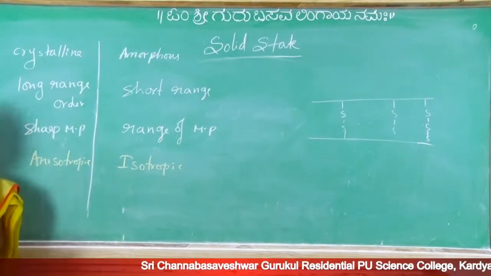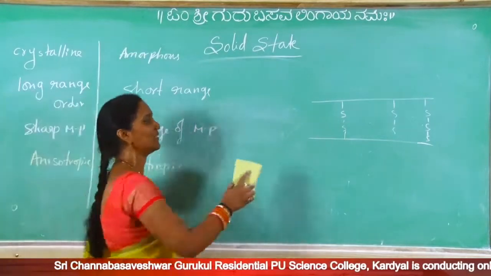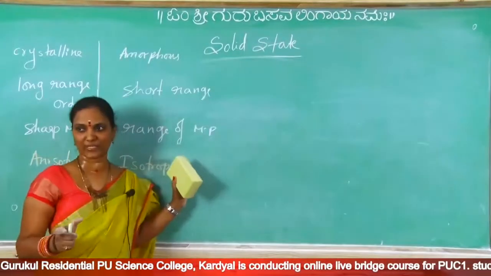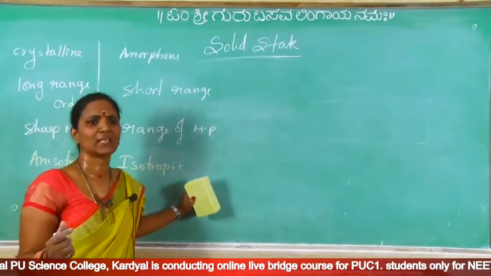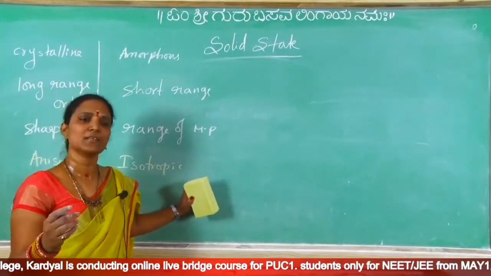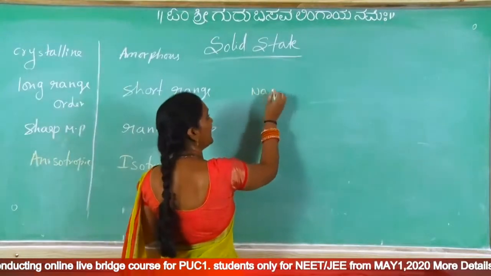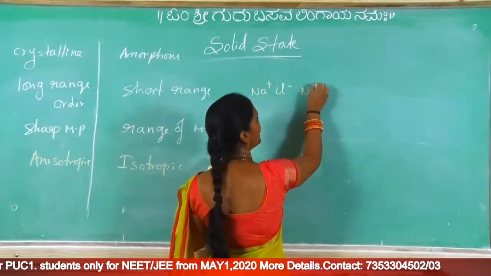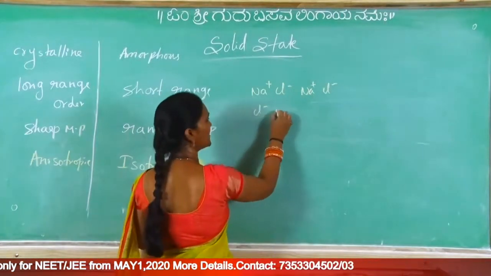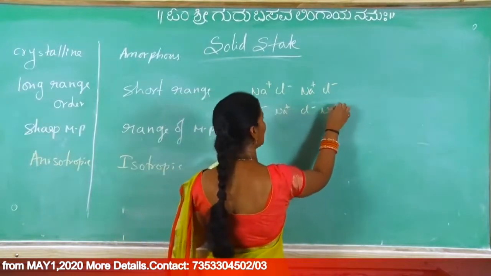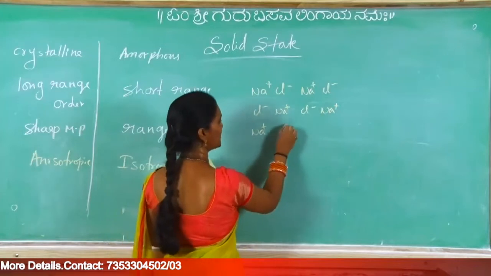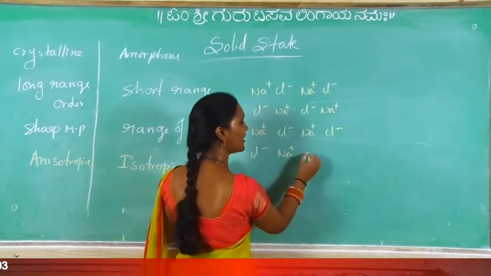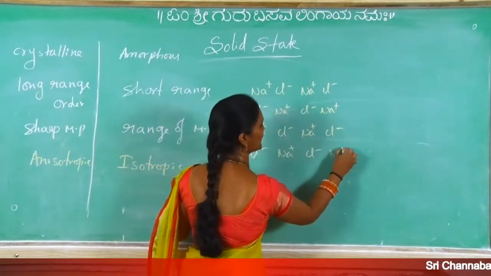Okay. What is this anisotropic nature? Anisotropic. Now, some physical properties. This is a very important point. Some physical properties like refractive index or conductivity. Okay. Not all the properties. Some physical properties. Na plus. Now it is a crystalline solid. Na plus Cl minus, Na plus Cl minus, and Cl minus Na plus, Cl minus Na plus, Na plus Cl minus, Na plus Cl minus, Cl minus Na plus. Enough, 4 lines. Cl minus and Na plus.